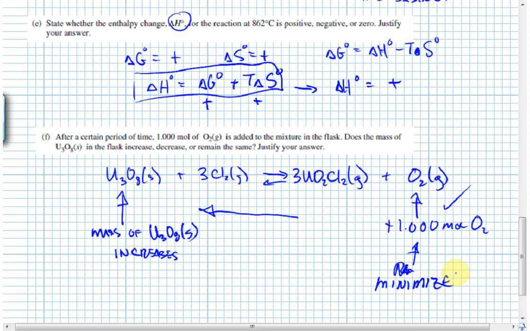Suppose they had asked you how would the oxygen concentration have changed? The new concentration of oxygen at equilibrium would have been greater than the previous oxygen concentration. The UO2Cl2 concentration would have been less than the original equilibrium concentration. The concentration of Cl2 would have also been greater. So things on this side would have decreased. Things on this side would have increased. Make sense? All right. Good.